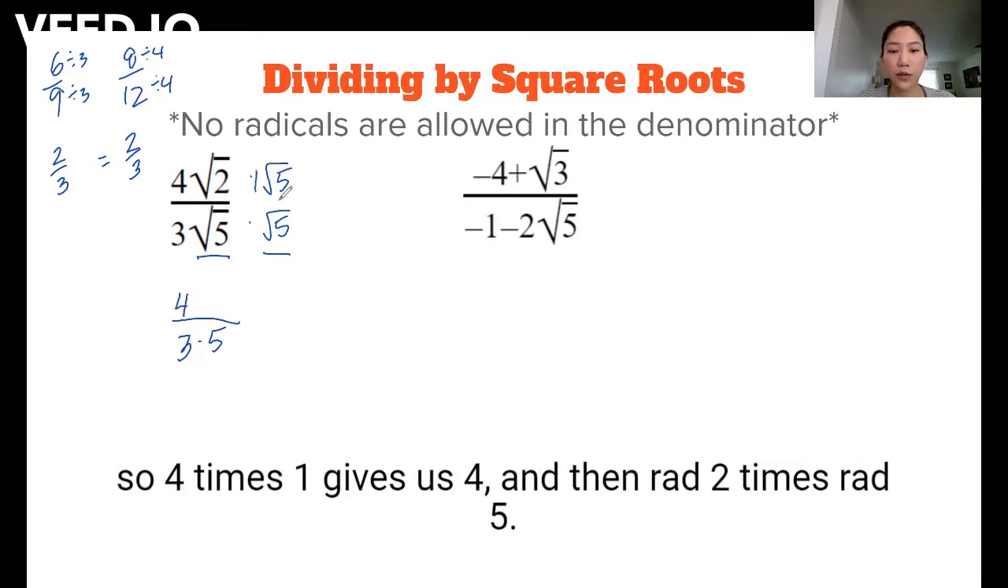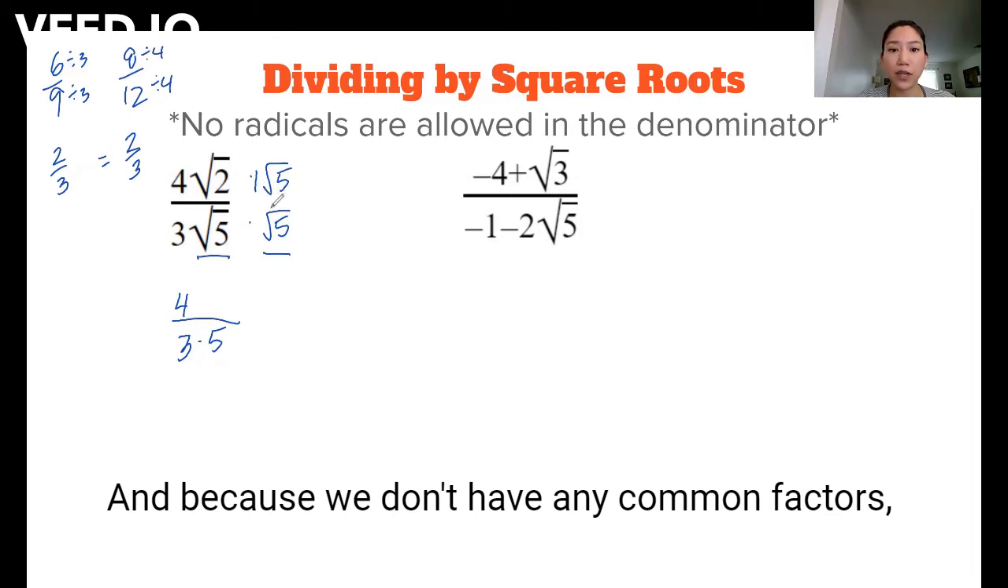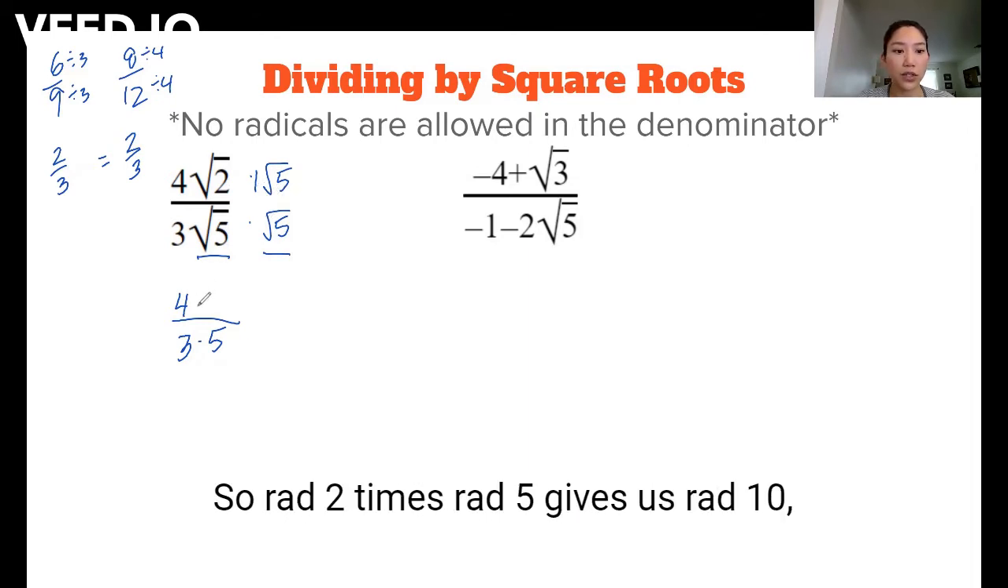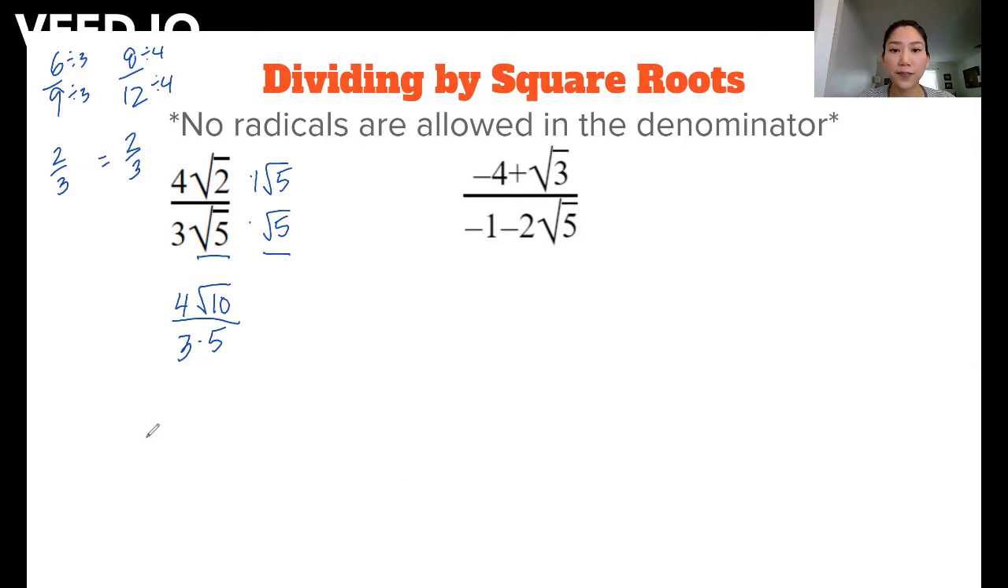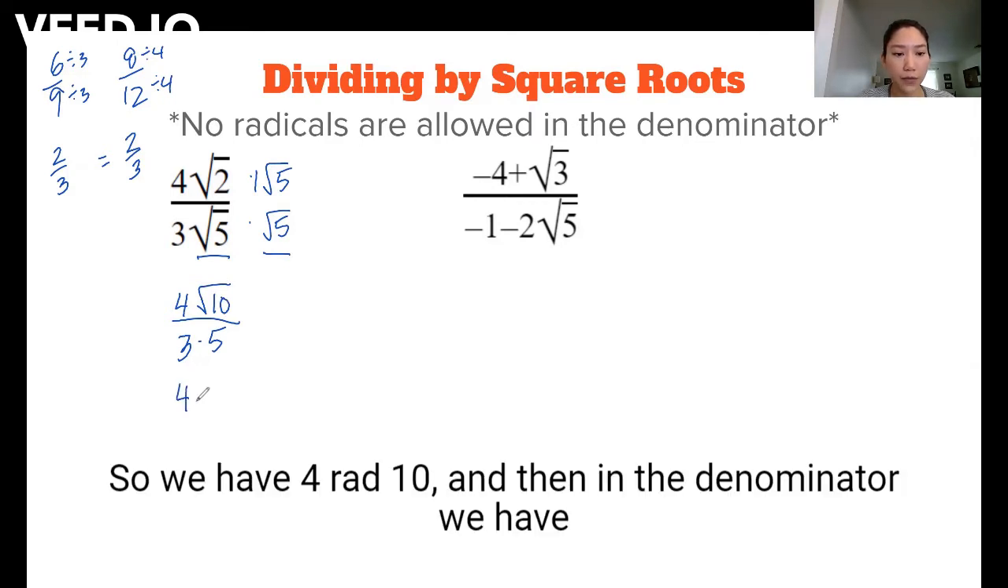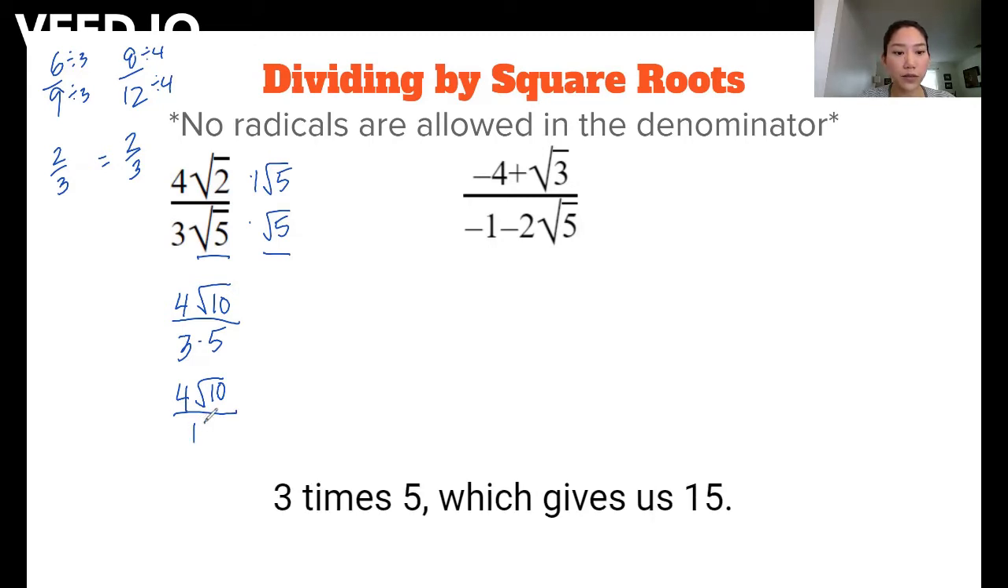And then rad 2 times rad 5. Because they don't have any common factors, we can just multiply them together. So rad 2 times rad 5 gives us rad 10. And then let's simplify. So we have 4 rad 10. And then in the denominator, we have 3 times 5, which gives us 15.